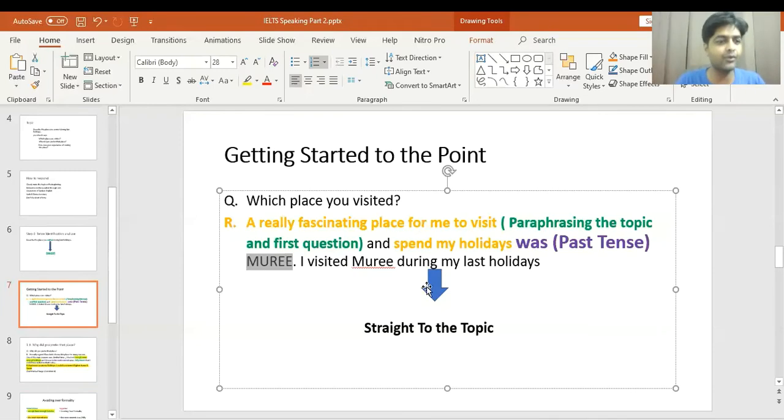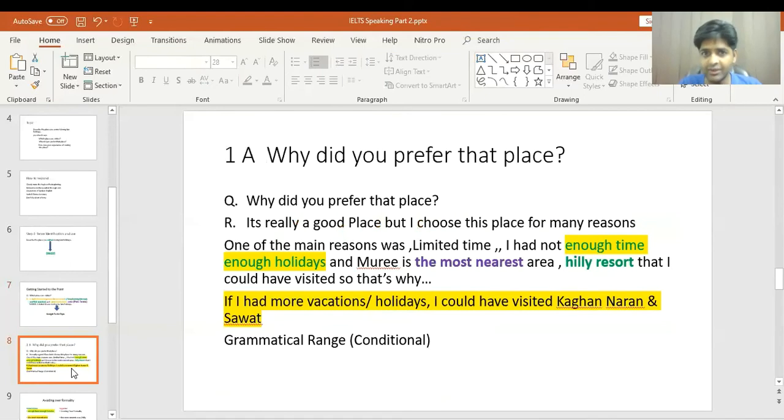First instance, I moved to this topic. Then the first question, the first prompt that I was given to speak on: why did you prefer? Now I have to make the reference towards this one. So what I did, see, what I talked about, you have heard it, it's a really good place. I have already told you everything. Now I am directly going to make a reference.